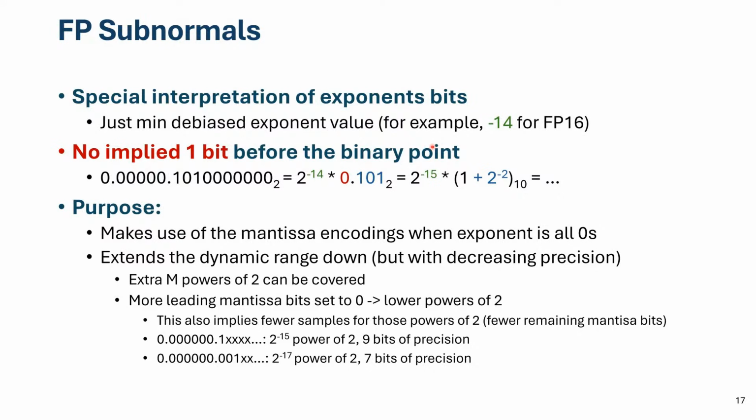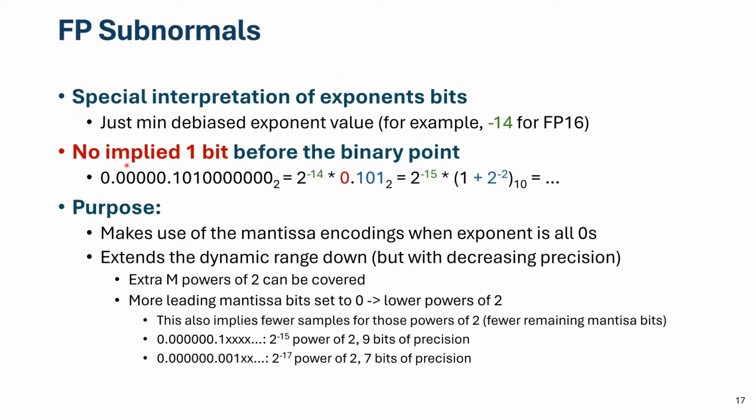FP6 follows that, and FP4 does it even more. Because as you have fewer and fewer bits, you want to waste fewer and fewer potential samples on the line. So a quick note on subnormals, maybe I'll just rush through that in the interest of time, but it's a special interpretation of exponent bits, as I mentioned, and basically it says that exponent, you just treat it as always being -14. And it gets rid of the implied 1 bit in the significand before the binary point. So just as an example, a quick illustration of a number, just as we saw in a couple of slides previously.